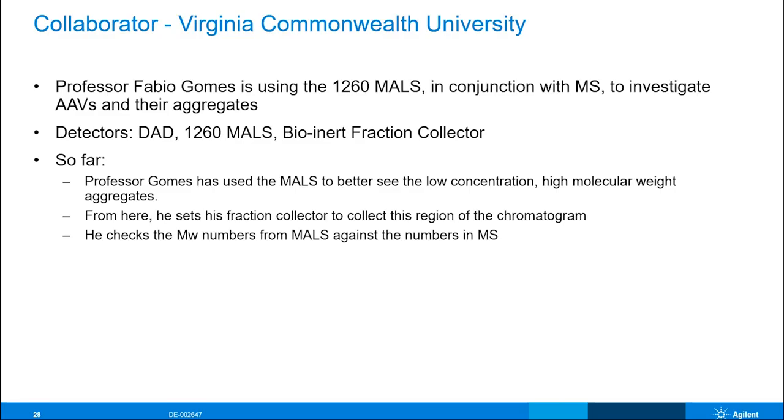And so far, what Professor Gomes has been doing is he's using the MALS to see the low concentration, high molecular weight aggregates that are within these AAV samples. From here, he sets his fraction collector to collect that region of his chromatogram. From there, he takes these fractions and he injects them straight into mass spec. It should be noted that he's running a mass spec friendly buffer on everything to be doing this. So he's running all of his AAV separations in SEC with an ammonium formate salt.